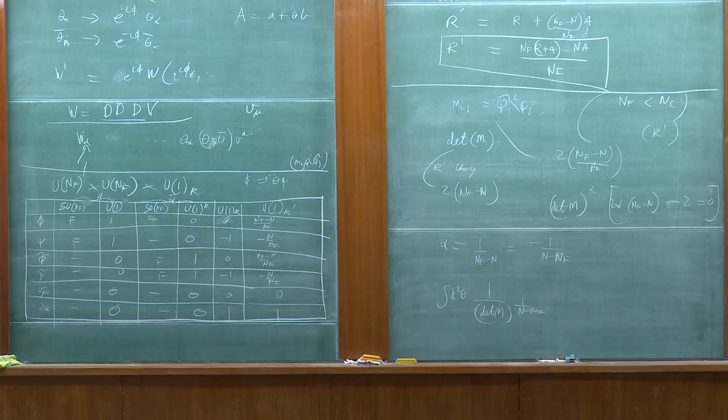It's the same argument we had before. That is, there's a d2 theta, but none of the fields transform. There is no solution to this equation.